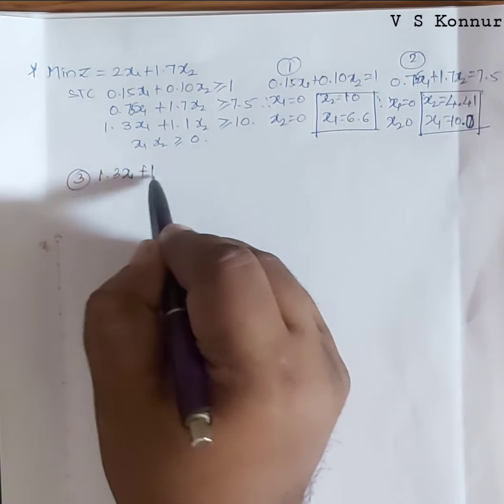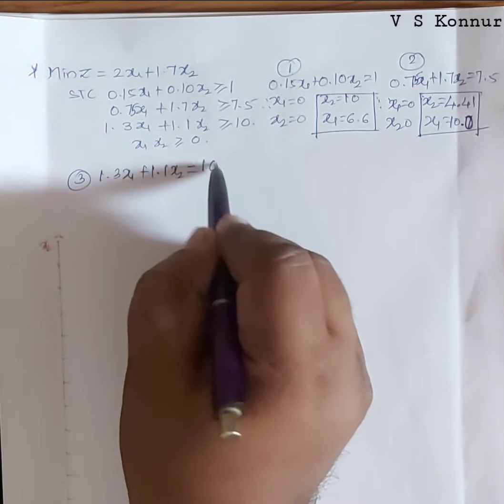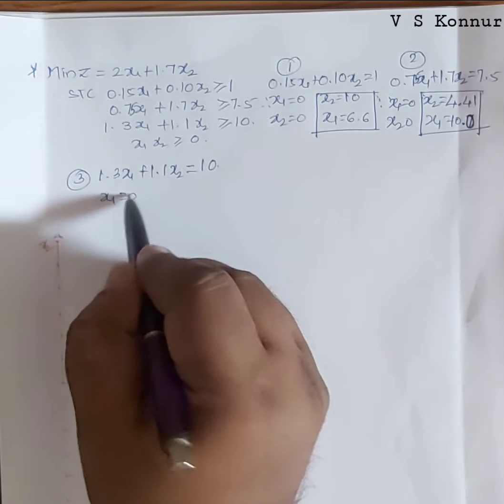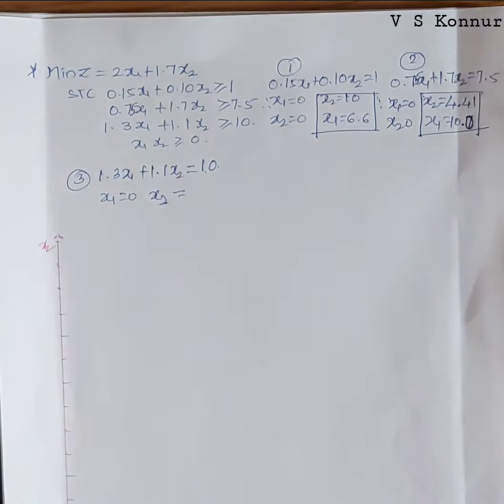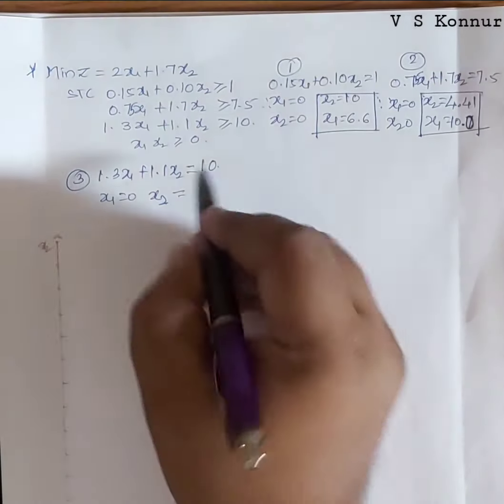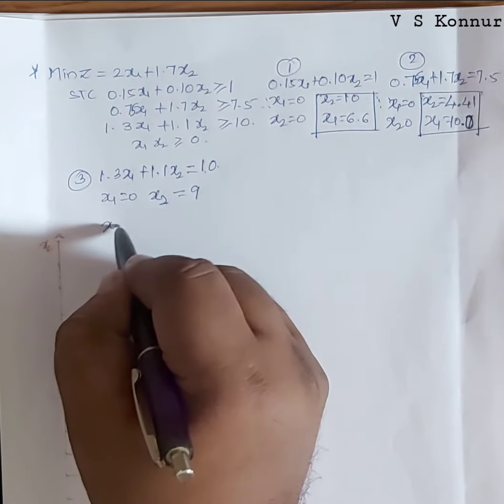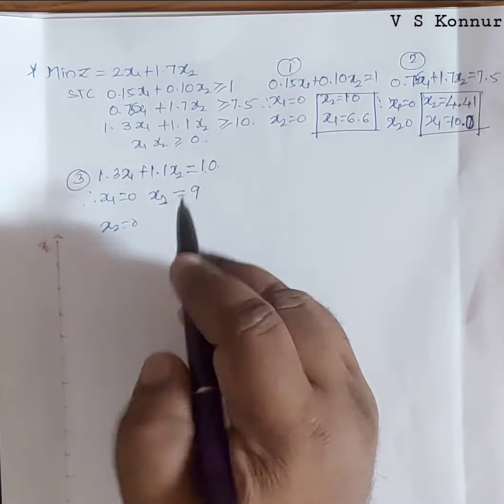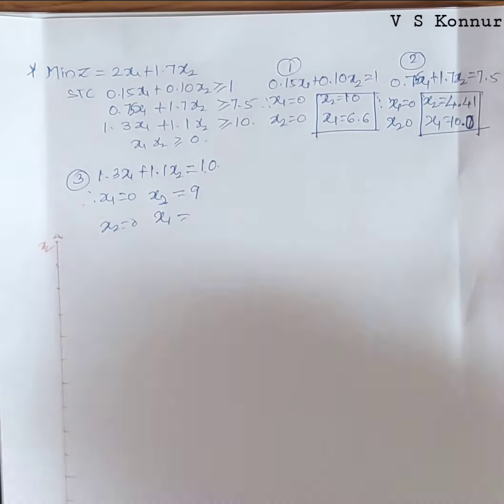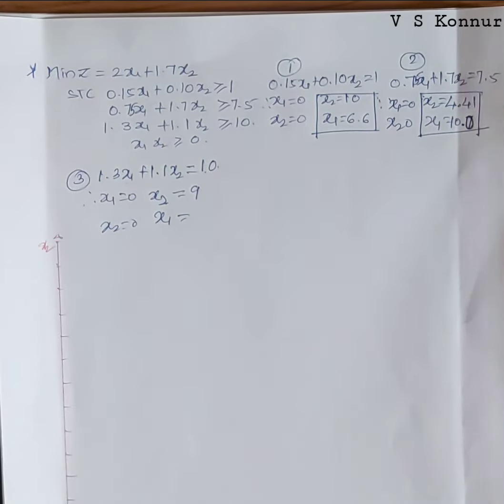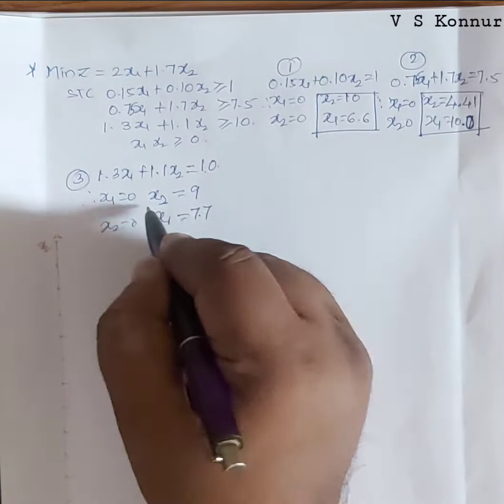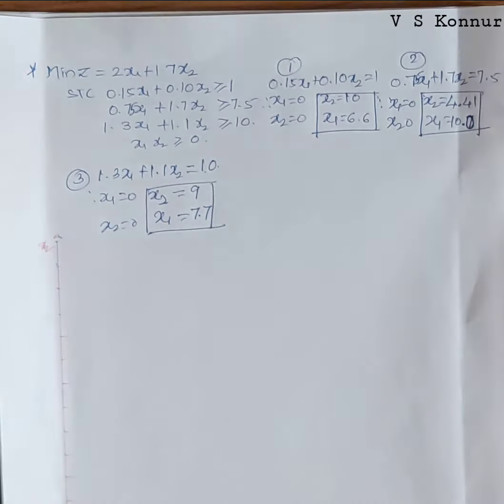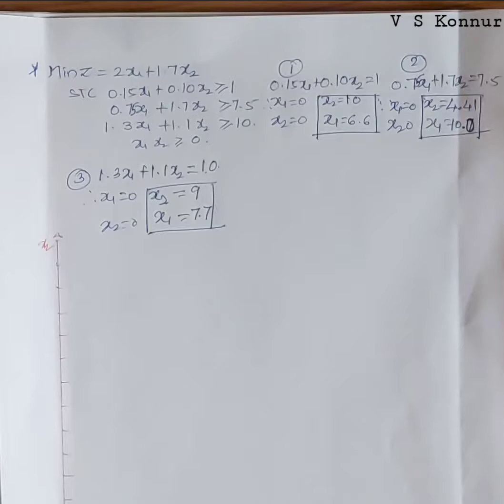1.3x1 plus 1.1x2 is equal to 10. So put x1 equal to 0, x2 is equal to 10 divided by 1.1. We'll get 9. Put x2 equal to 0, x1 is equal to 10 divided by 1.3. So 7.7. So this is the third line. Three constraints have been given, three lines we got.